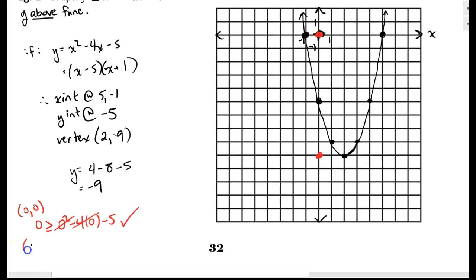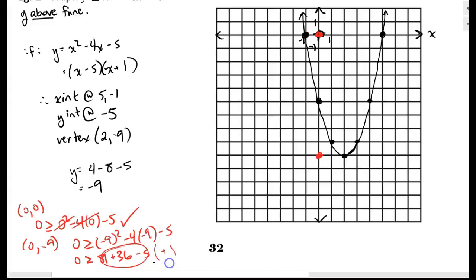Check again. We've got 0 and negative 9. Well, does that work? We've got negative 9 squared minus 4 times negative 9 minus 5. Well, that ends up being 81 plus 36 minus 5. Well, this is definitely a positive number. And so 0 is greater than or equal to a positive number. That is not true. So this point is invalid, but our origin is, which means I'm going to shade here.